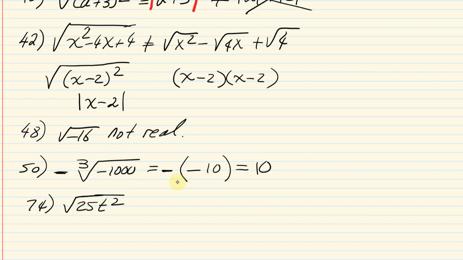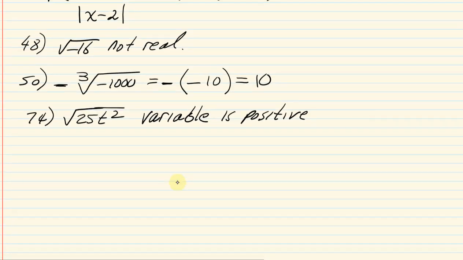In other words, the variable cannot be negative. The variable is positive, we're told that. Let me just write that: assume that the variable is positive. Well, if the variable is positive, the square root of 25t squared is just going to be 5t, isn't it? There's no way this expression is going to be negative, so the answer will be positive. Notice here, there's no need for absolute value in this one. So there you have number 74.